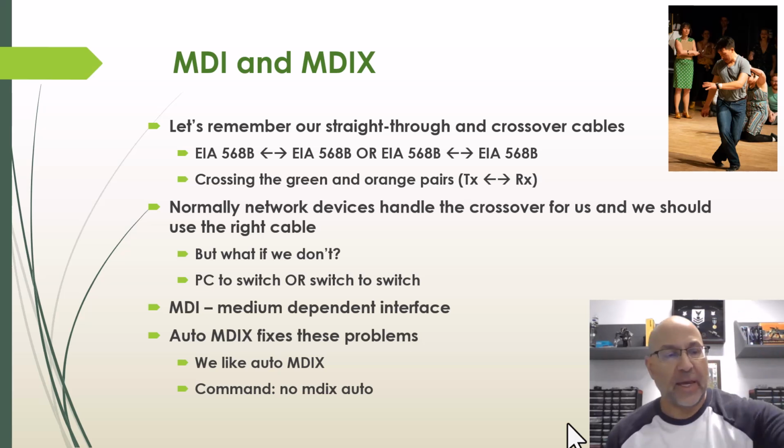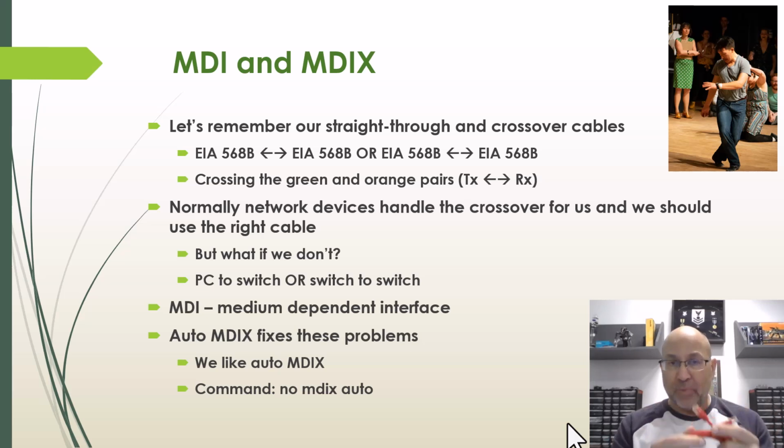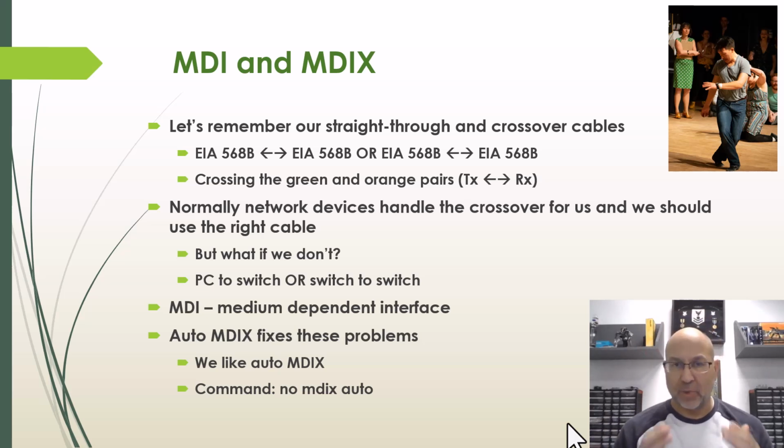But if I say I'm going to do 568B on one side and 568A on the other, very commonly I wind up with crossover cables that are colored red. So we differentiate them because there's a world of difference between the two. The most important difference is that we cross the green and orange pairs in something like this. So what we're doing there is crossing transmit to receive.